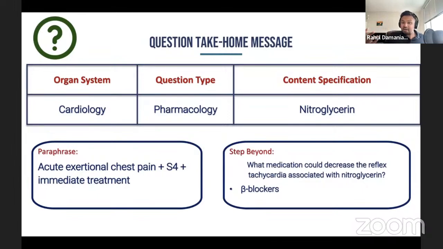Remember that beta blockers, specifically beta 1 blockers in particular, are going to be used to blunt the reflex tachycardia effect. And remember, beta blockers in combination with nitrates are going to reduce the myocardial oxygen demand. And as a result, they are going to be very effective when it comes to angina.